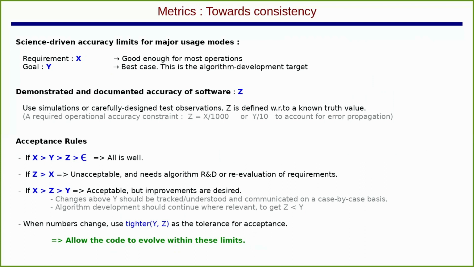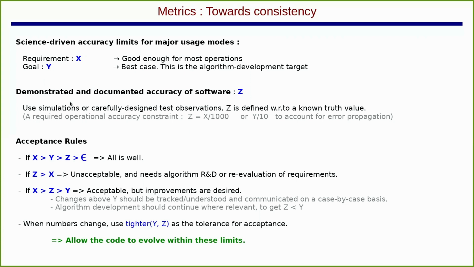These are pretty standard in other areas. We are hoping to at least pick some major usage modes for different telescope operations and get science-driven accuracy limits defined upfront. They could be in the form of requirements versus goals, where requirement is whatever is good enough for most operations, and a goal is what's the best case scenario. And this is also the algorithm development target.